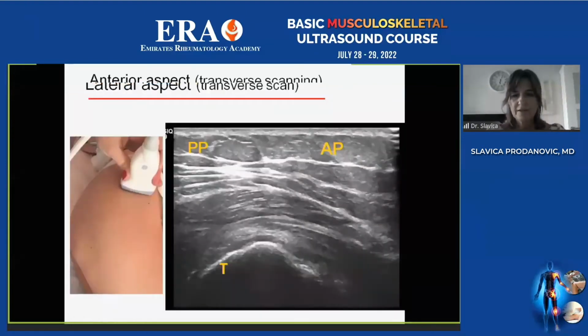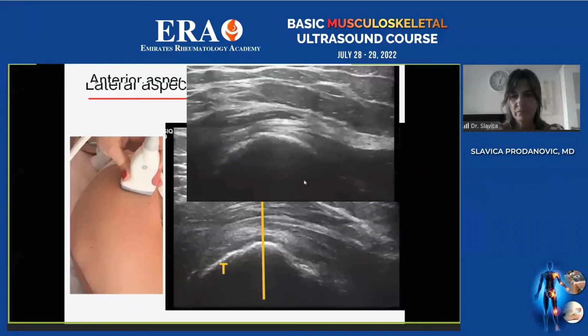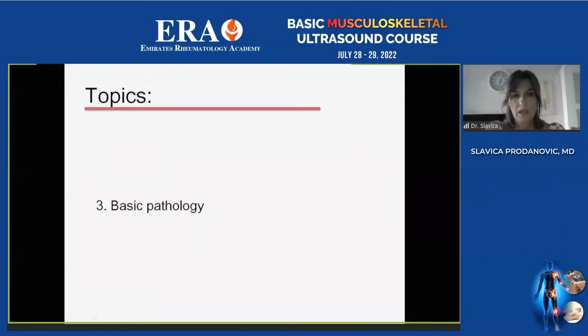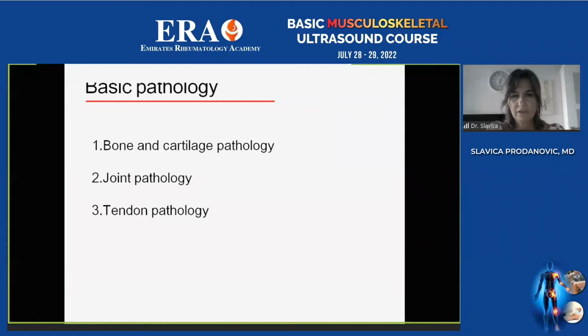This is a transverse scan. This is the anterior part. This is the posterior part. This is the line of the greater trochanter, and you may see again a hyperechoic part that belongs to three tendons: gluteus minimus, gluteus medius, and tensor fasciae latae. And finally, the basic pathology ultrasound findings of the hip joint: I will speak to you about bone and cartilage pathology, joint pathology, and tendon pathology.